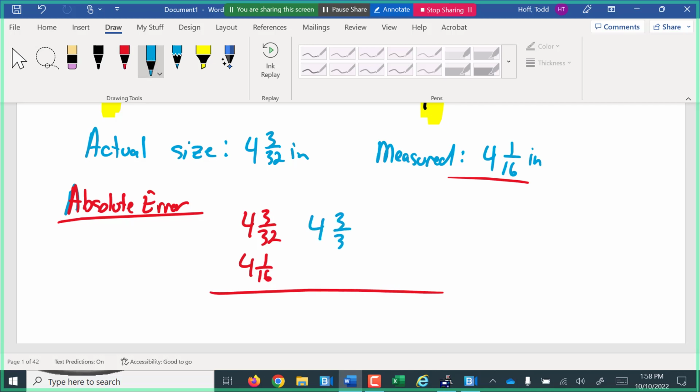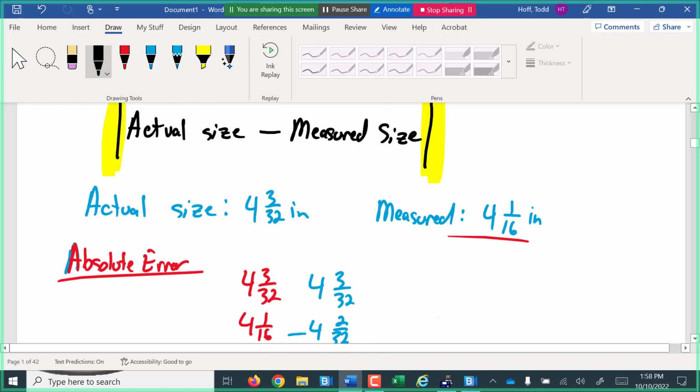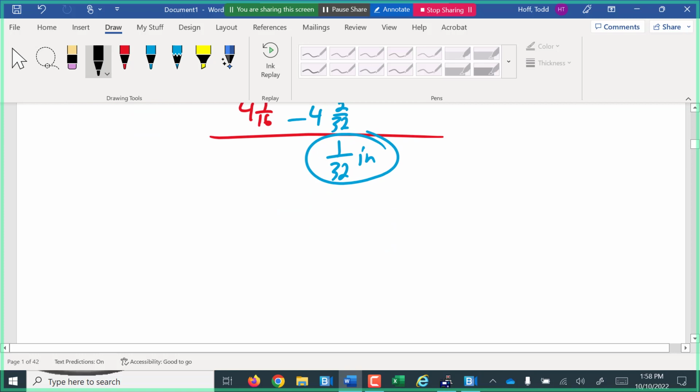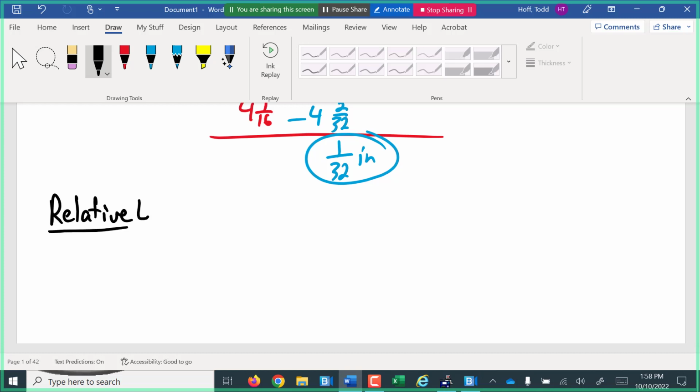1/16, of course, is 2/32. So the difference there is 1/32 of an inch. That is the absolute error between those two measurements. Well, absolute error doesn't always tell the whole story. We often need something called a relative error. And along with the relative error, we have percent error.